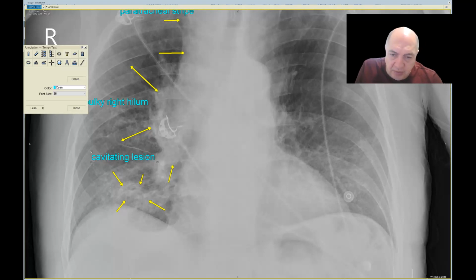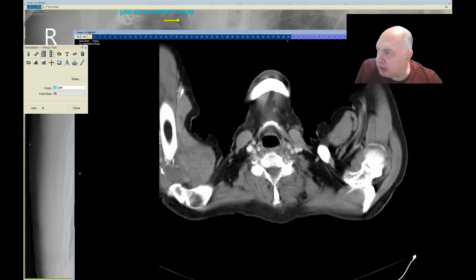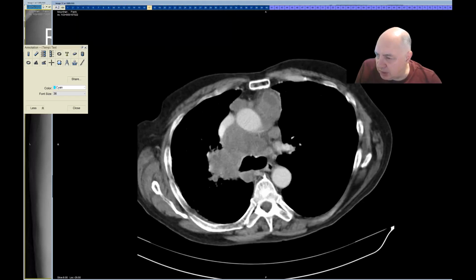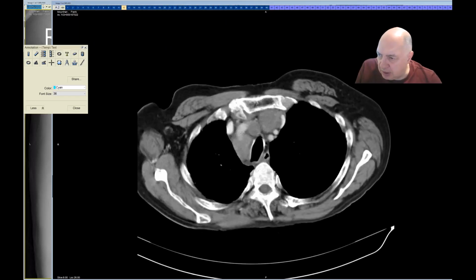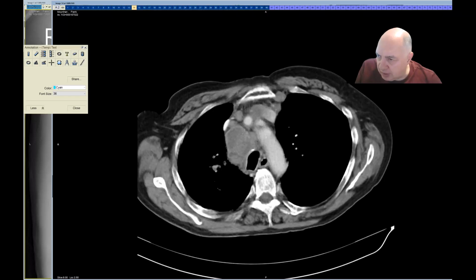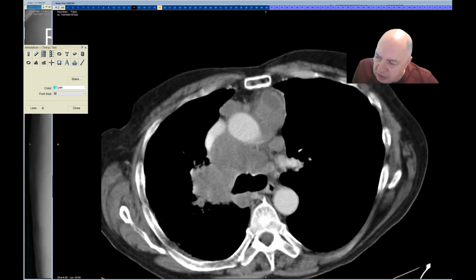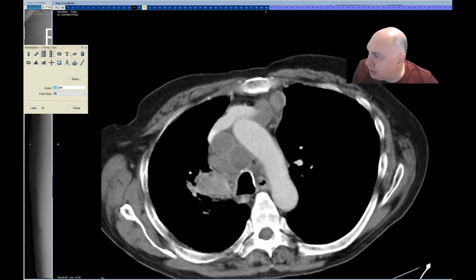And this is confirmed on the CT. We look at the CT scan. We can see extensive mediastinal adenopathy on both sides. Here we have a node along the internal mammary chain, a mediastinal node, that's your trachea there.